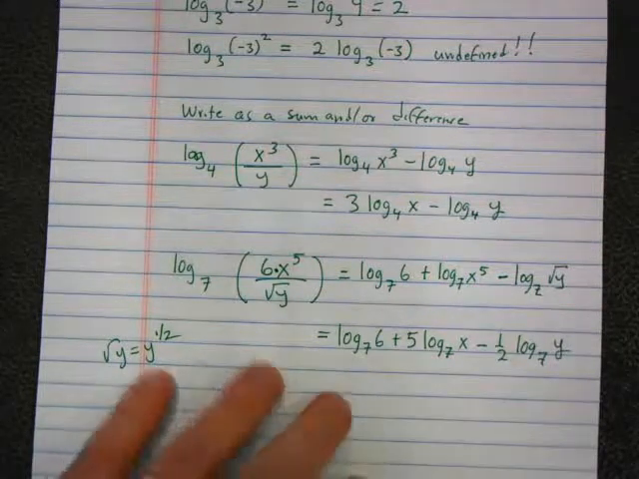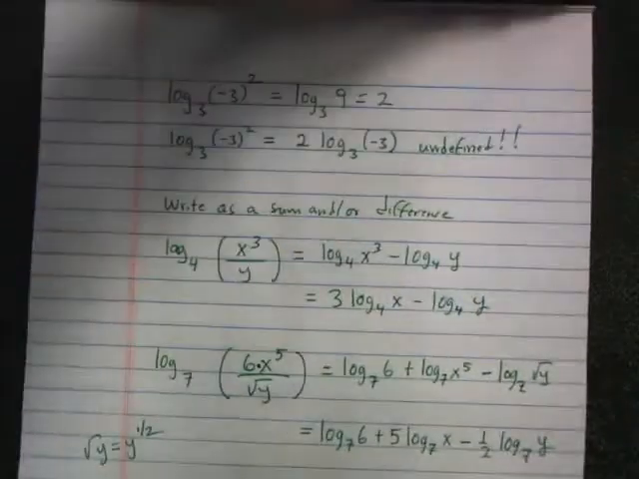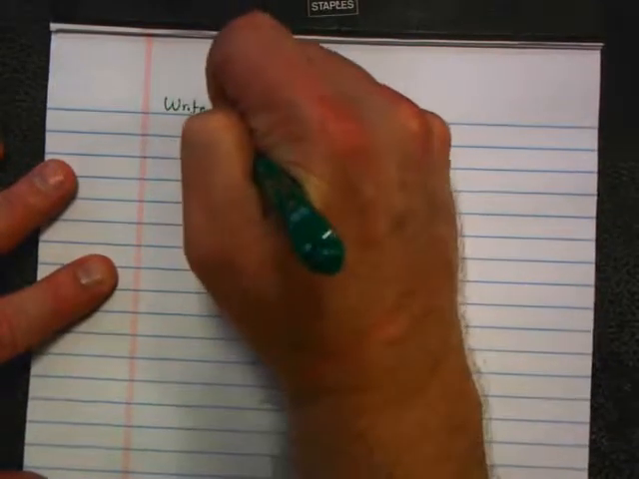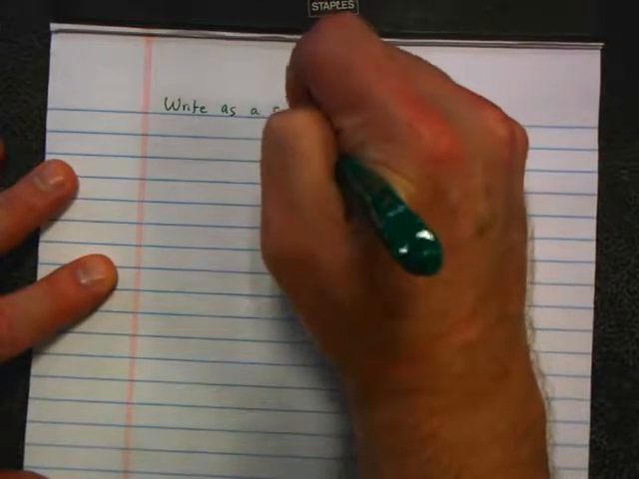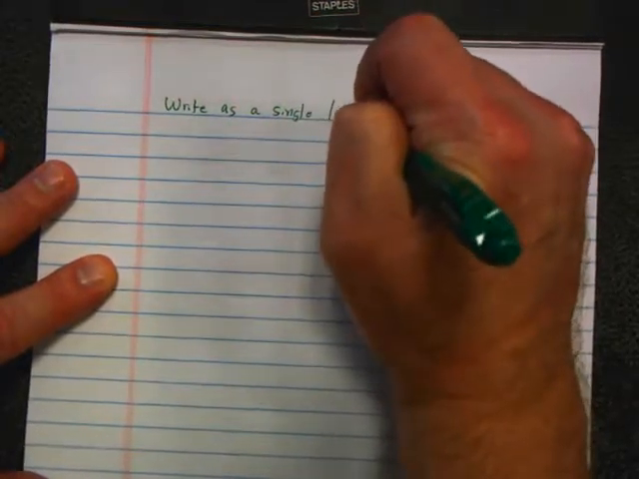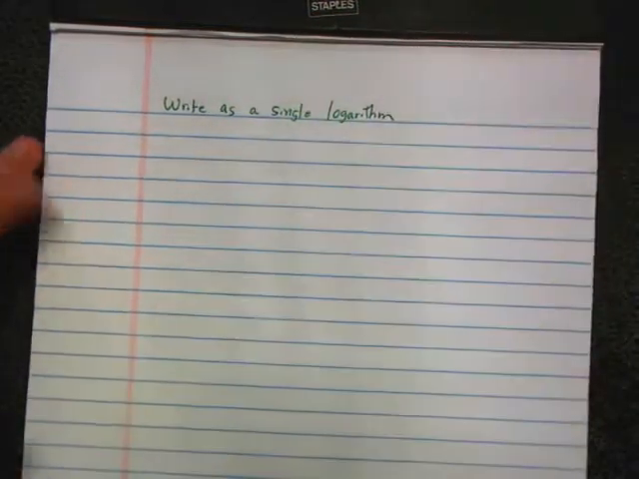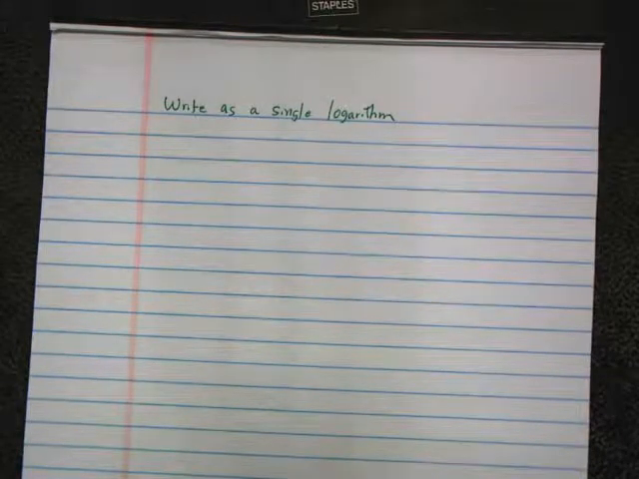Now, like I said, what we've done so far is good, but really not what's important. What's important is going the other way. So going the other way, the directions will be write as a single logarithm. And this is the skill we will really need for a process called solving equations.